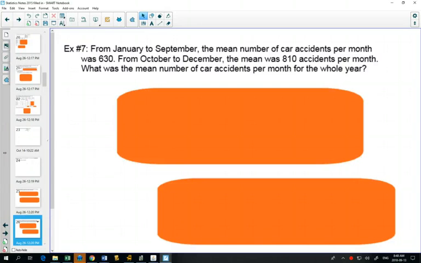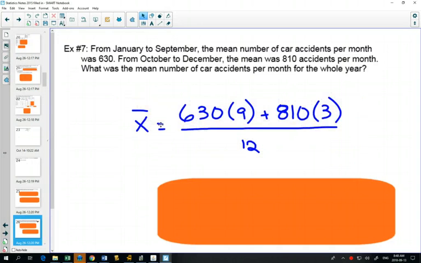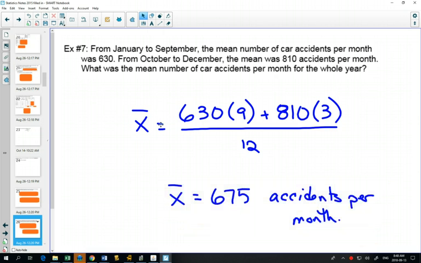Last two mean questions went, if the average from January to September was 630, you've had 9 months with an average of 630 and 3 months with an average of 810. Why is there more accidents in October to December? Winter. Because of winter. So it averages to 675 accidents per month.